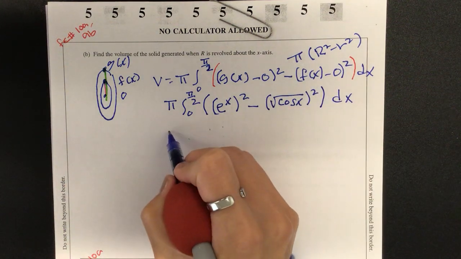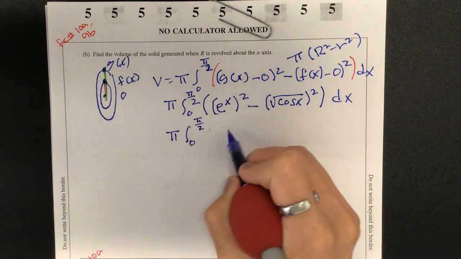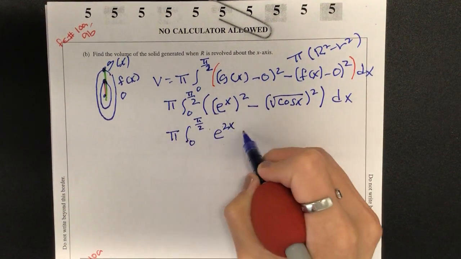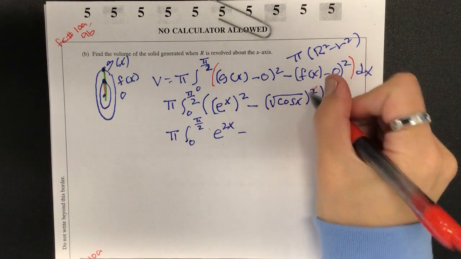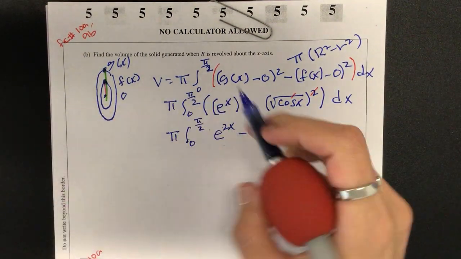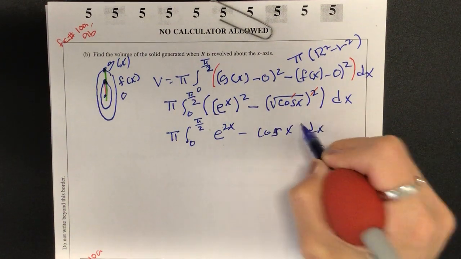Actually, let's rewrite this out. We have pi, 0 to pi over 2, e to the 2x minus. Would y'all agree these two are going to cancel out, the square and the radical? So we have just cosine of x, cosine of x dx. And let's wrap it up.